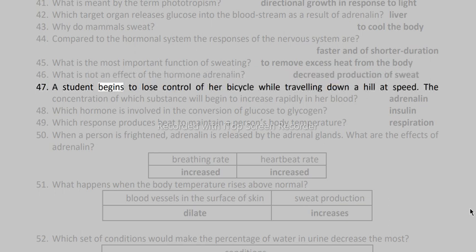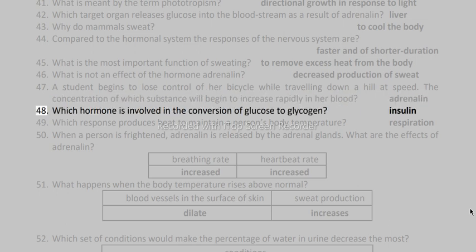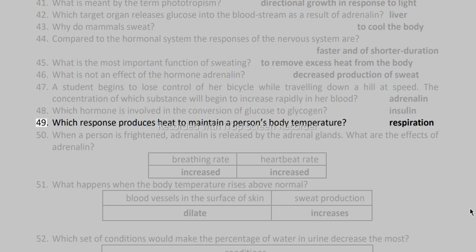47. A student begins to lose control of her bicycle while traveling down a hill at speed. The concentration of which substance will begin to increase rapidly in her blood? Adrenaline. 48. Which hormone is involved in the conversion of glucose to glycogen? Insulin.